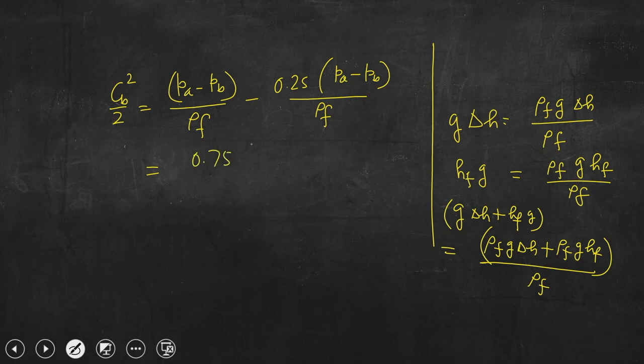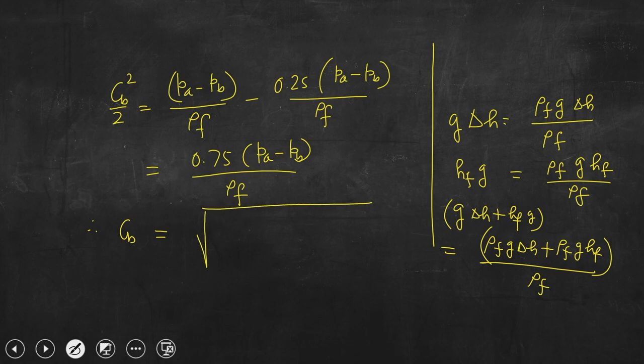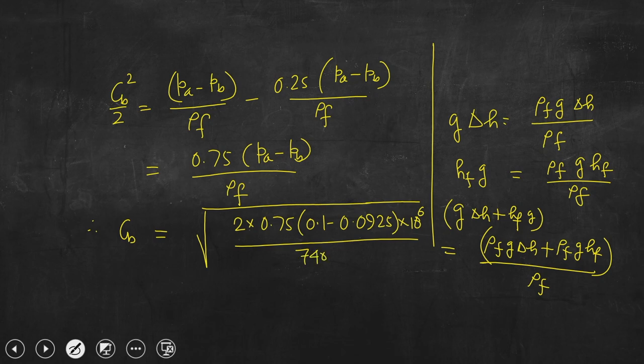So, this is 75 into (P A minus P B) divided by rho f. So, we can calculate what would be C B. Again, let me write it first. So, it is 2 into 0.75 into (0.1 minus 0.0925) megapascal into 10 power 6, we are converting to Pascal, divided by 740 kg per meter cube. So, we will be getting 3.9 meter per second if we calculate it.